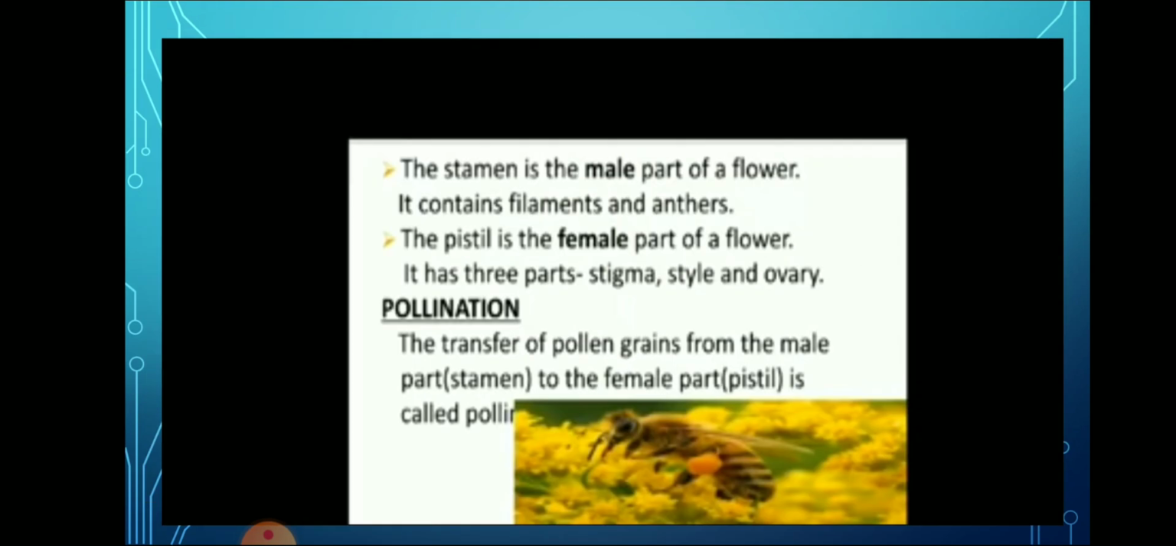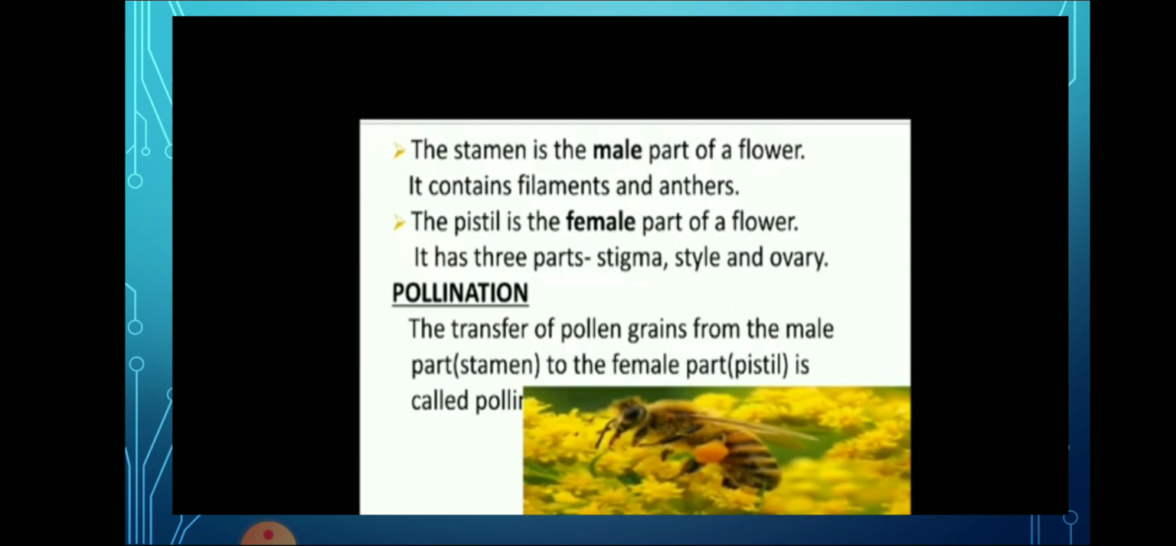Pollination. What is pollination? The transfer of pollen grains from the male parts, meaning stamen, to the female part, meaning pistil, is known as pollination. The stamen is the male part of a flower and pistil is the female part of a flower.